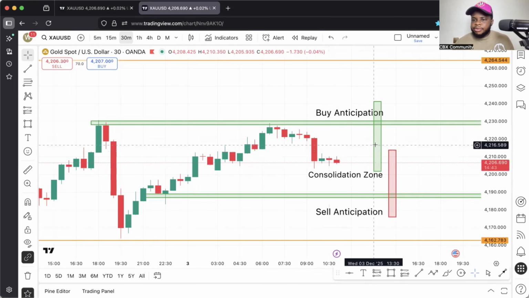The candle is left with 40 minutes before it will close. Let's see what the candle wants to do.